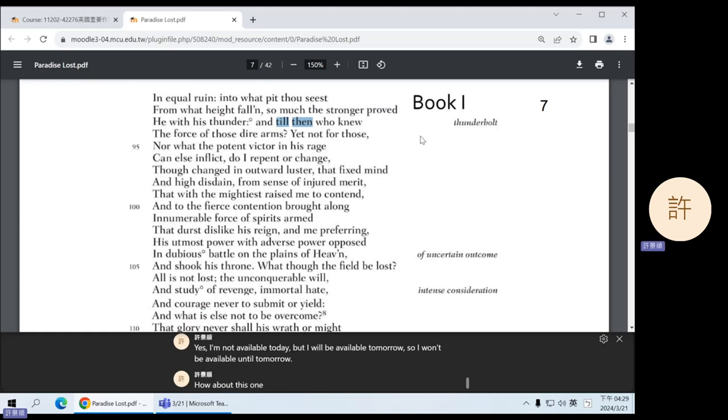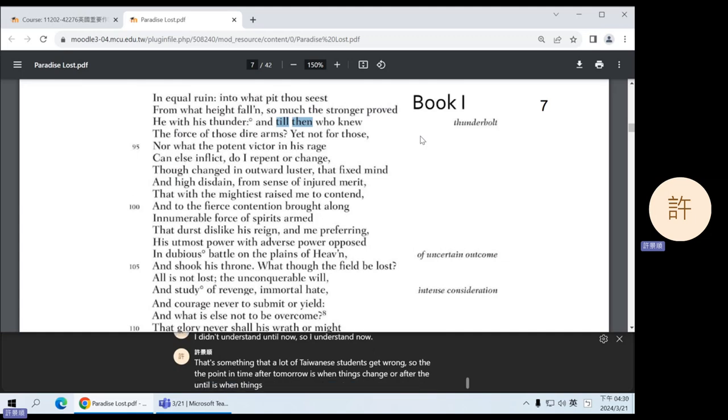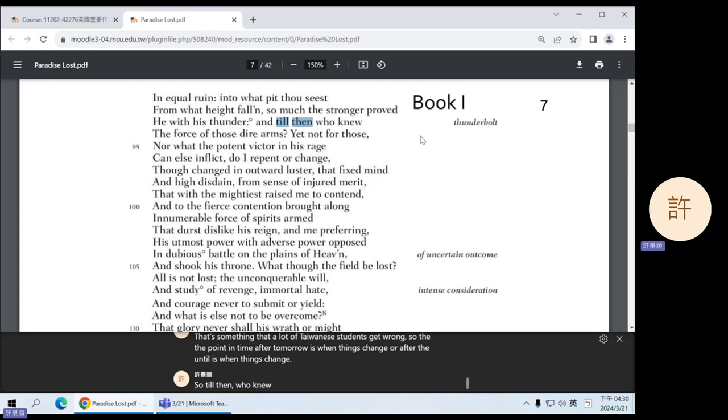How about this one? I didn't understand until now. Do I understand now? I do. Until the situation changes. Right? I won't be available until tomorrow, so I'm available tomorrow. I didn't understand until now, so I understand now. That's something that a lot of Taiwanese students get wrong. So the point in time after until is when things change. So, "till then, who knew the force of those dire arms?" Who knew how powerful those weapons were until that moment when we lost the war?